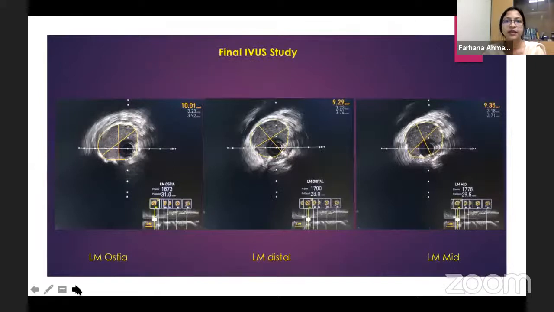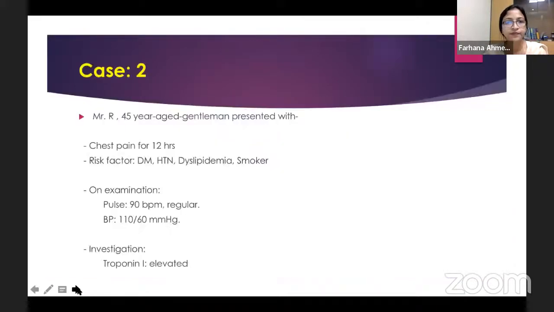And this is IVUS after left main PCI. We gained our expected luminal area in left main with no stent under expansion.